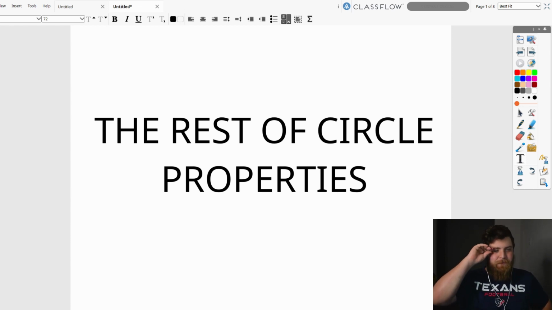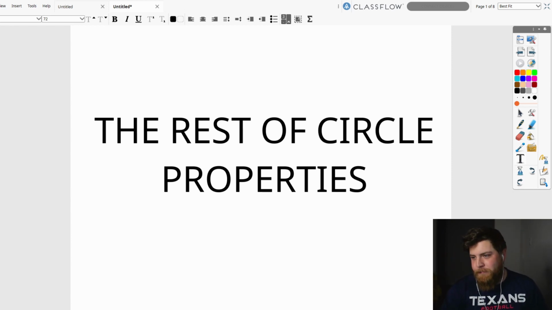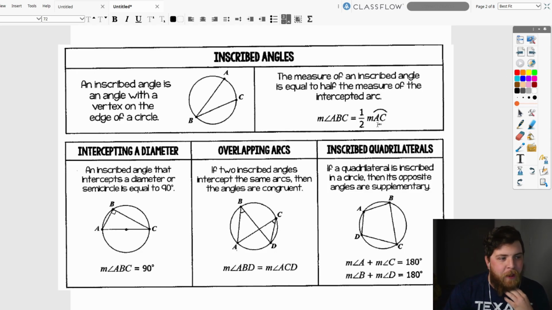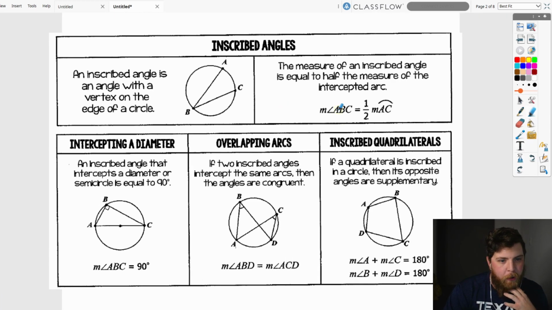The name of this lesson is The Rest of Circles. We're going to start with inscribed angles. Inscribed angles are angles with a vertex on the edge of the circle. Key thing being that the angle itself is going to be half of the arc measure. So for example, if this angle was 25, the arc measure would be twice that, so that would make this arc measure 50.